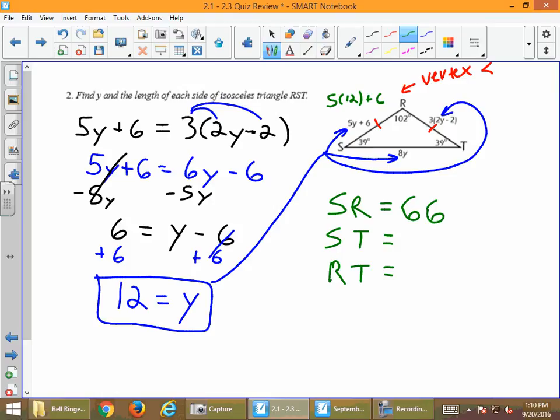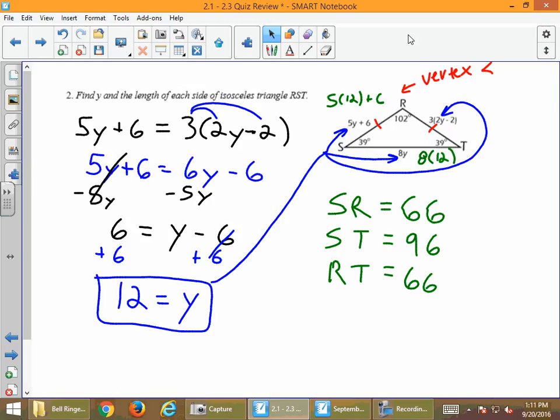Well, do the same thing down here with 8. I'm going to do 8 times 12. What's 8 times 12 give me? 8 times 12 gives me a, Justice? 96. And over here, quick, really fast, what's RT? 66, why? They're isosceles, they're the same. So I know if that's 66, the other side's going to be 66 as well. Again, you can plug it in there and figure out it will also be 66.